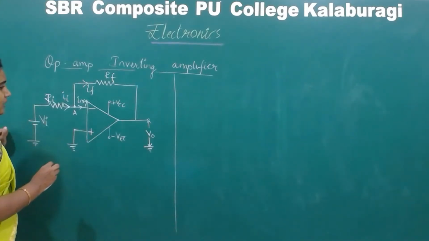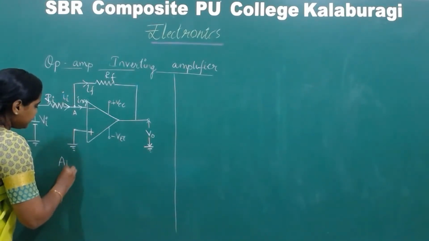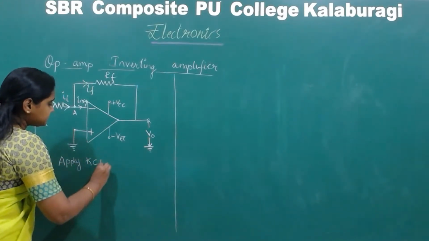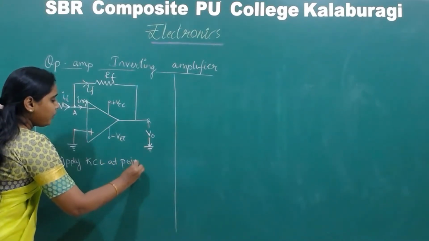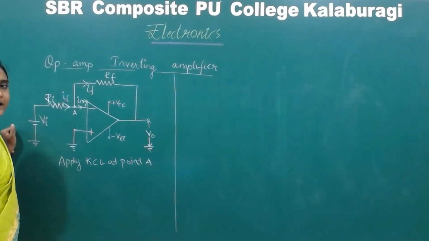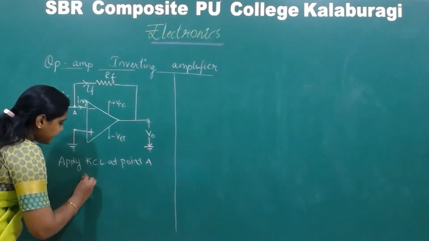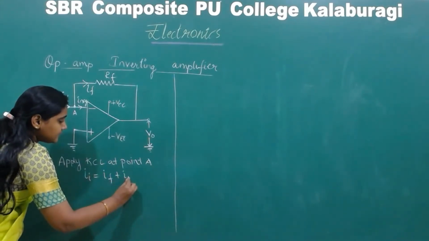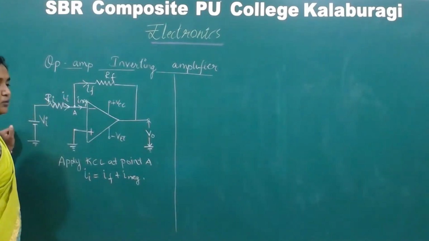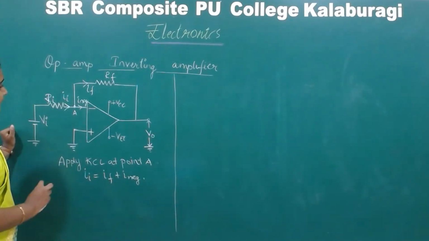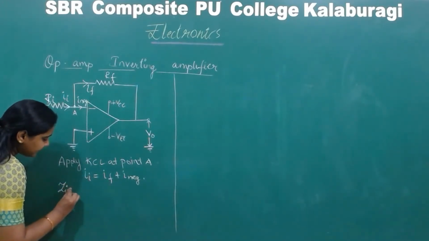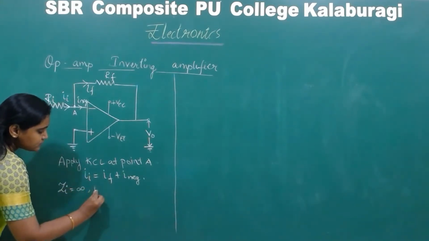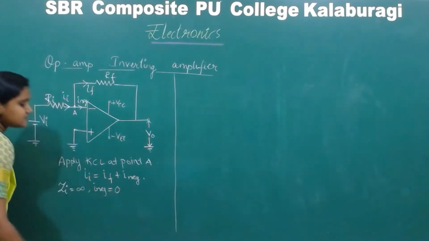Proceeding with the derivation, we apply KCL at point A. The number of currents entering the node is equal to the number of currents leaving the node. So how can we write the expression here? Ii is equal to If plus I neg. This negligible current is 0. That's why it is termed as negligible current. And why is it 0? Because Zi, the input impedance ideally for the op-amp, is infinite. Hence, no current flows. I neg is equal to 0.